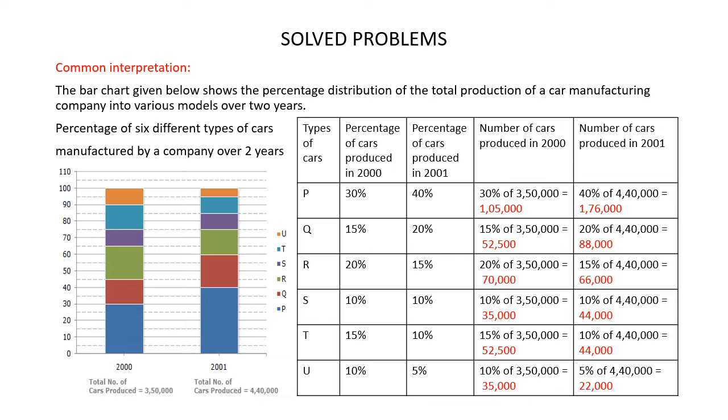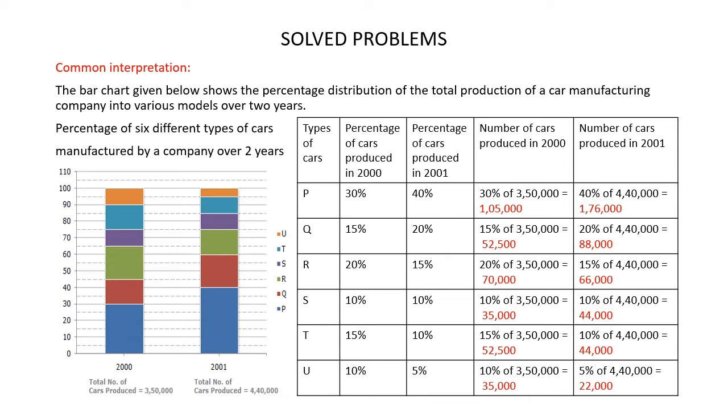Now it's given that the total number of cars produced in 2000 is 3,50,000. Now we know that in 2000, 30% of the cars produced is of the P type. So 30% of 3,50,000 is 1,05,000. So 1,05,000 P type cars were produced in the year 2000.